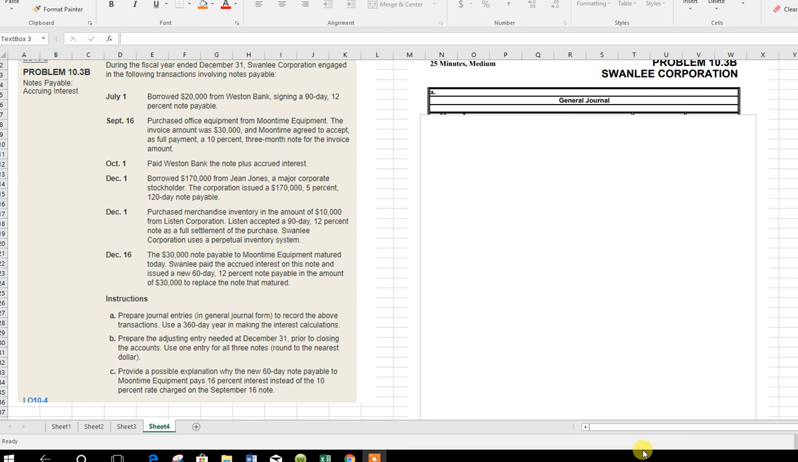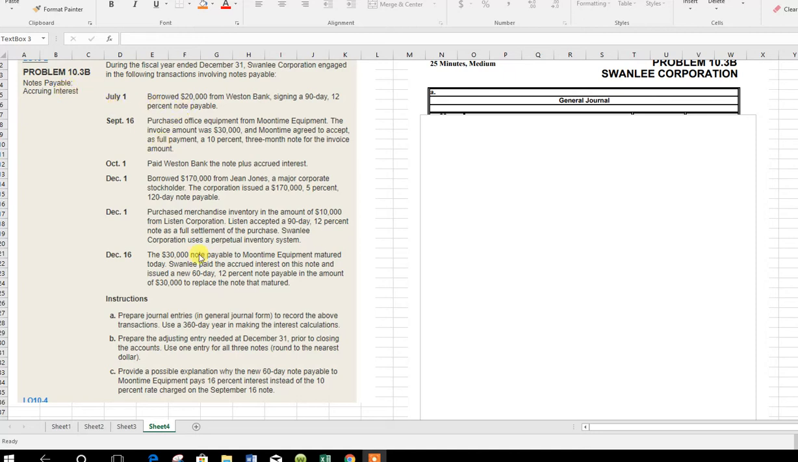Going over problem 10.3b, and I believe on your homework you have problem 10.3a. So it's going to be very similar. Again, if you remember, we are in liabilities. Liabilities are things you owe, and this one is talking about a notes payable and accruing interest, so interest payable. And if you recall, the matching principle says I have to record interest in the year that the interest is owed. So even if I don't pay it today, I still have to accrue it in 2017, even if I'm not paying it till 2018.